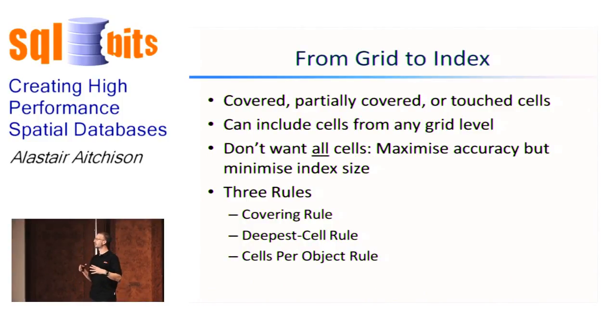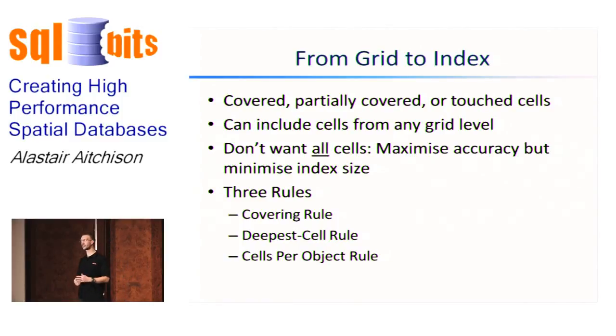Well, what the index does is, having overlaid those grids, what we want to look at is those cells in the grid that either are totally covered by the geometry, or they're partially covered, so some part of the geometry touches that cell, or they simply touch it at a point adjacent to the geometry. And we can look at cells from any one of those 4 grid levels and include them in the index, but we don't want to include every cell at every grid level. If we did that, our index would be very large, for one thing, and also we'd be failing to take advantage of some of the neat features of this nested grid system.